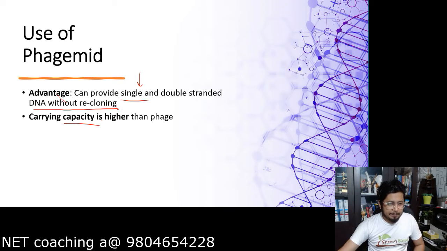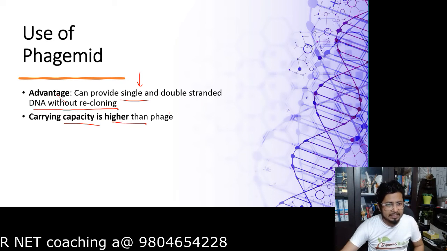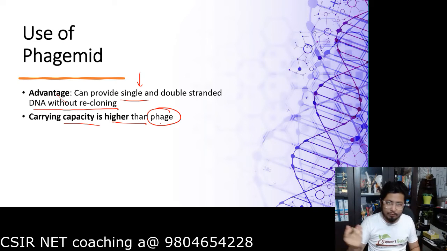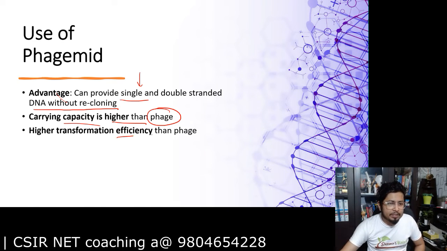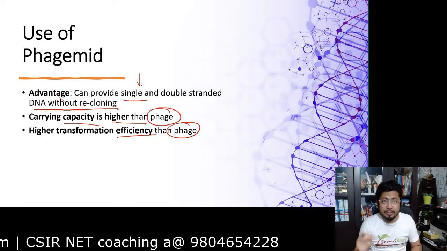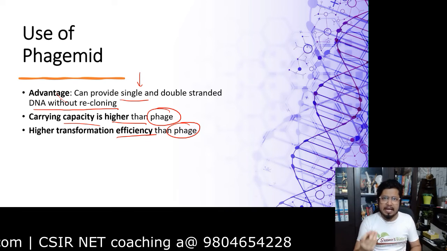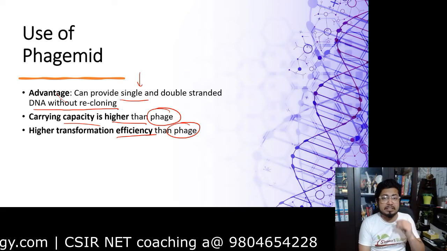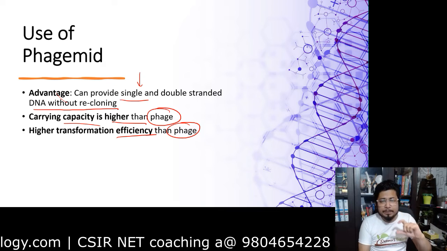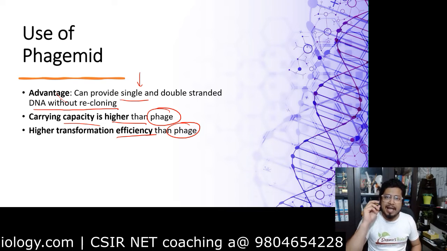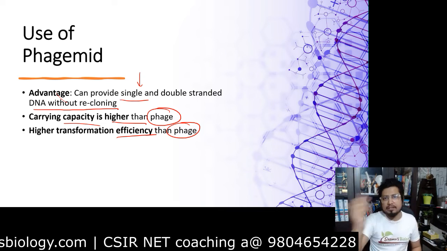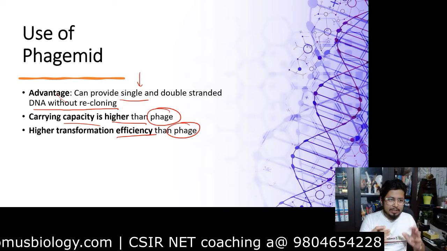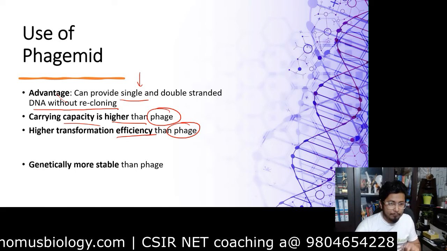Second is the carrying capacity. Basically the insert size is higher than phage. Normally phage is 30 to 34 kilobases, but in this case 44 to 45 kilobases. Higher transformation efficiency than the phage, so that's another good thing. The bacteriophage lambda only has a lower transformation rate, but in case of the Phagemid, the transformation efficiency is even higher because of the plasmid origin, because of the plasmid components. As a plasmid always has a higher transformation efficiency than anything else, that property is present in Phagemid. So it has a higher transformation efficiency than a phage alone.